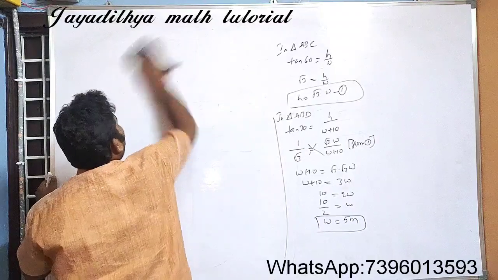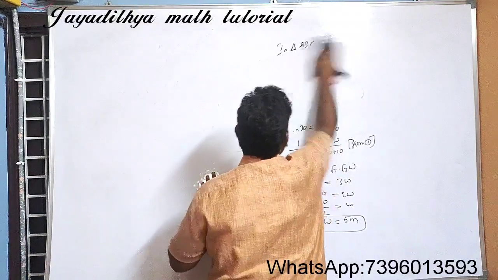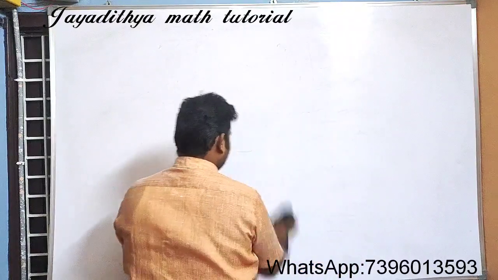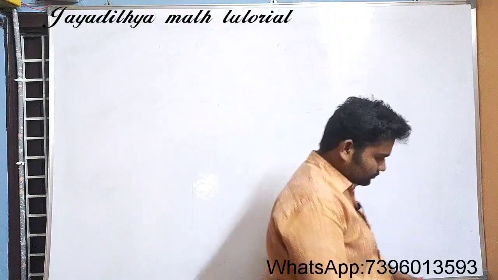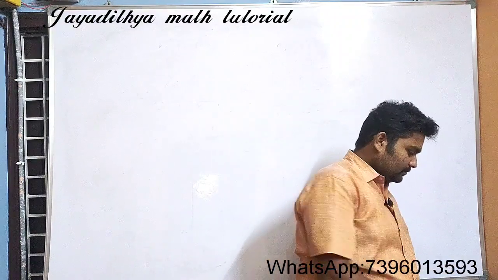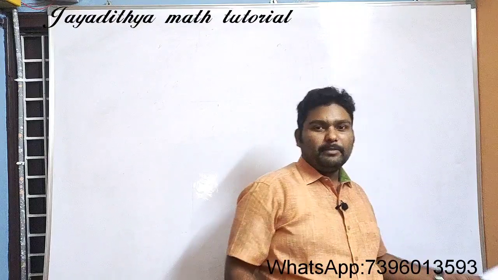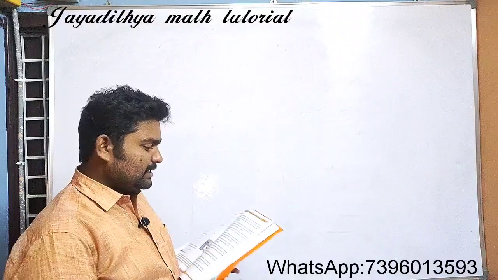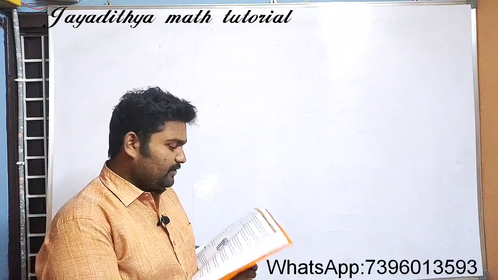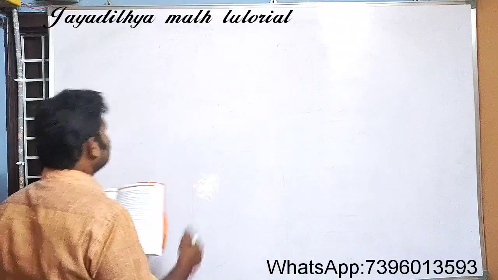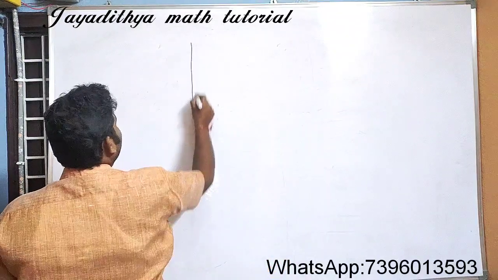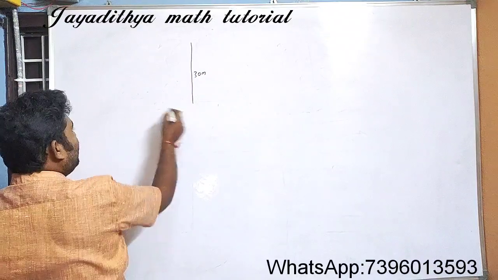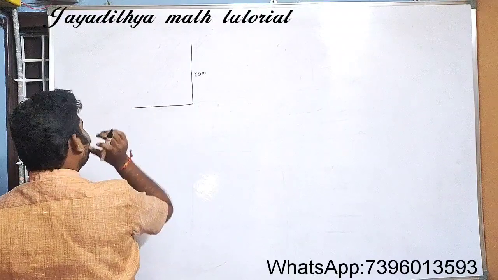Let us go for the second problem of the second exercise. A 1.5 meter tall boy is looking at the top of a temple which is 30 meters in height from a point at a certain distance. See here, there is a temple of height 30 meters, and a boy from a certain distance.